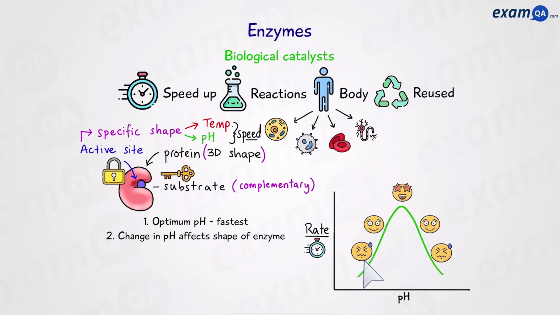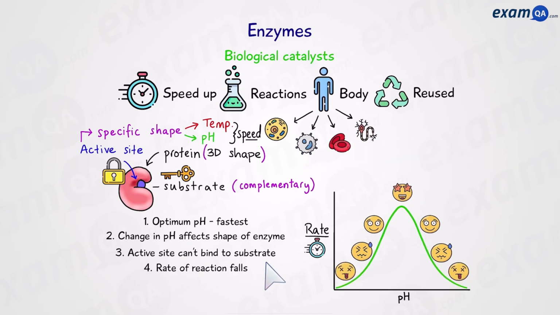If we keep on increasing or decreasing the pH, this means the shape will have changed so much that the active site can no longer bind to the substrate. Eventually, no substrates will be able to bind, and the rate of reaction falls to 0. So, the enzyme has been denatured.